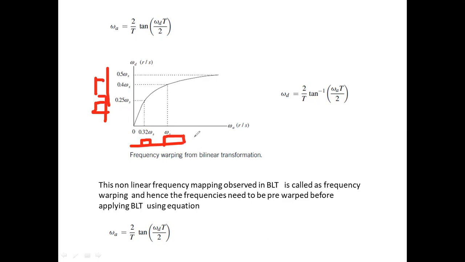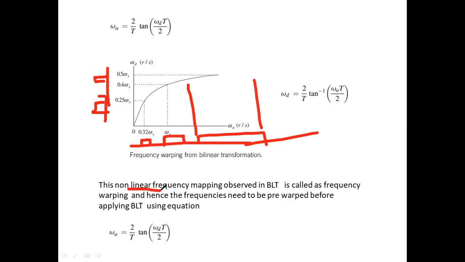Suppose I have a band pass filter somewhere in this particular range, then here it's going to get squeezed. Suppose I have a very large band pass filter in this particular range. It still maps into a very small band pass filter in the digital domain. So we have a problem.